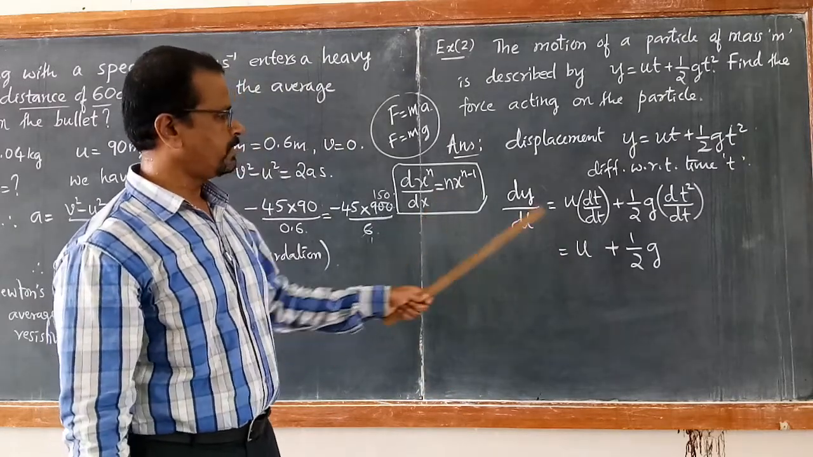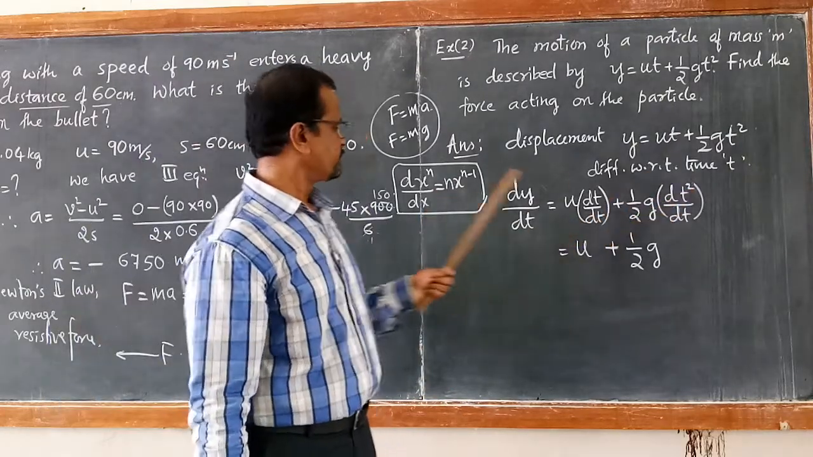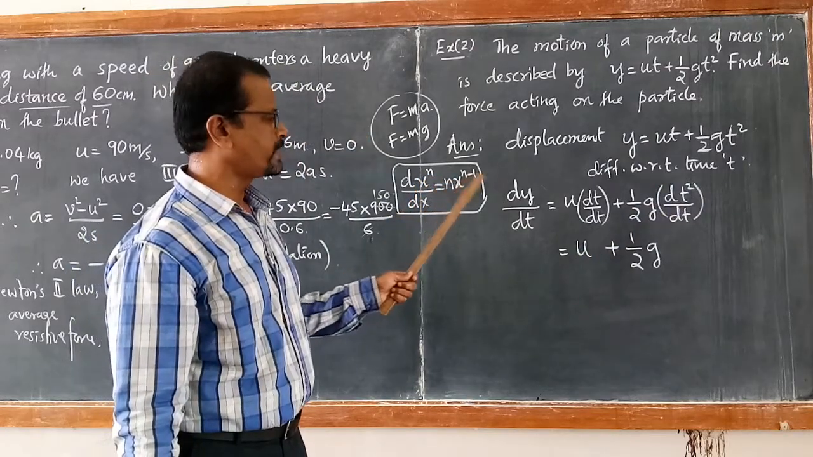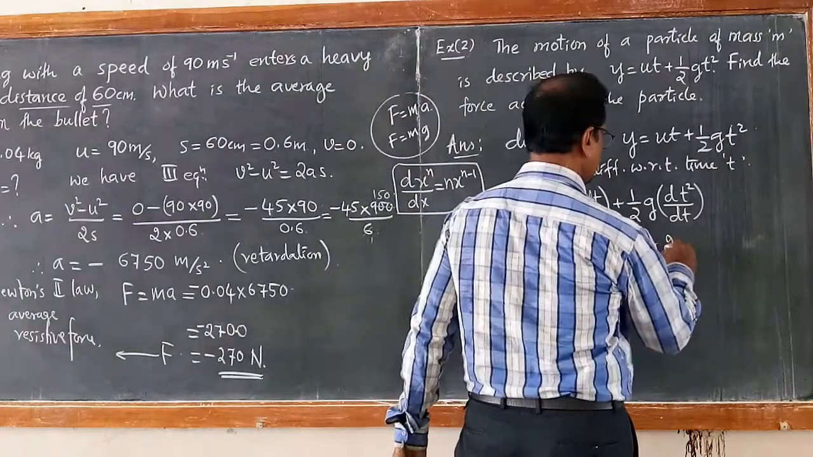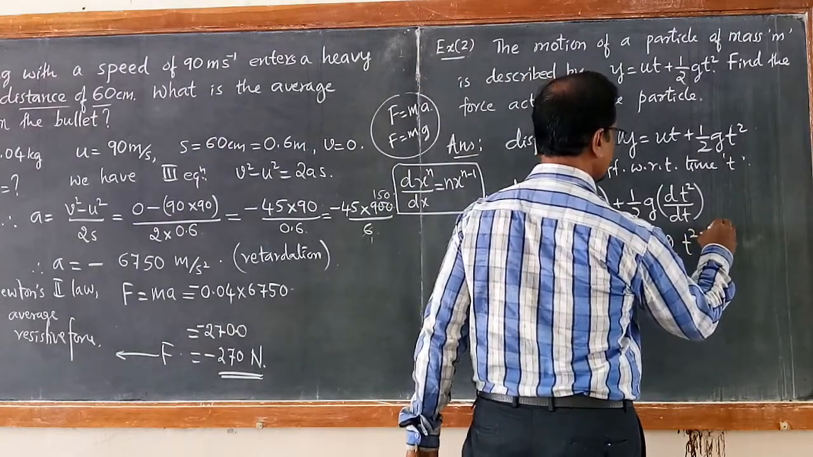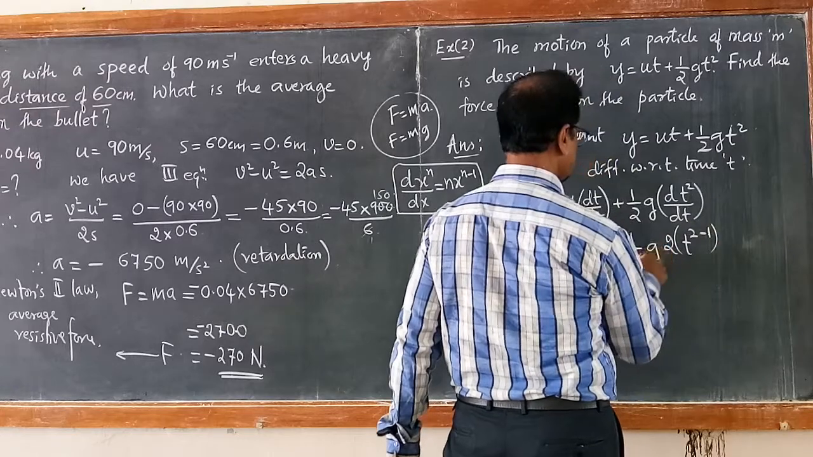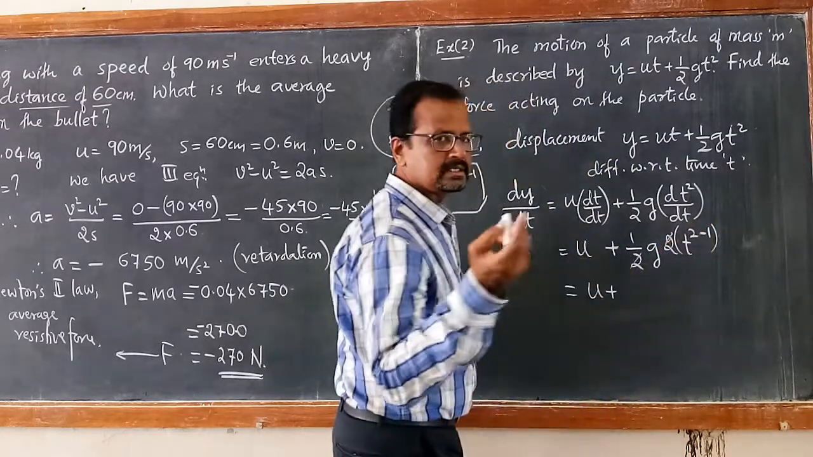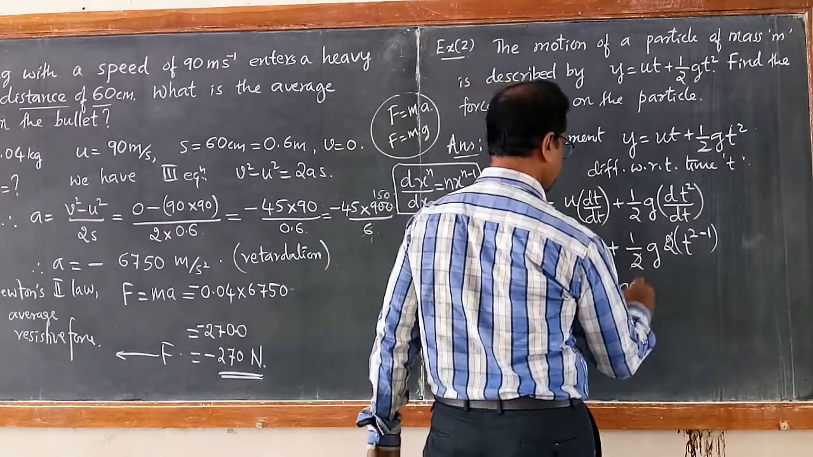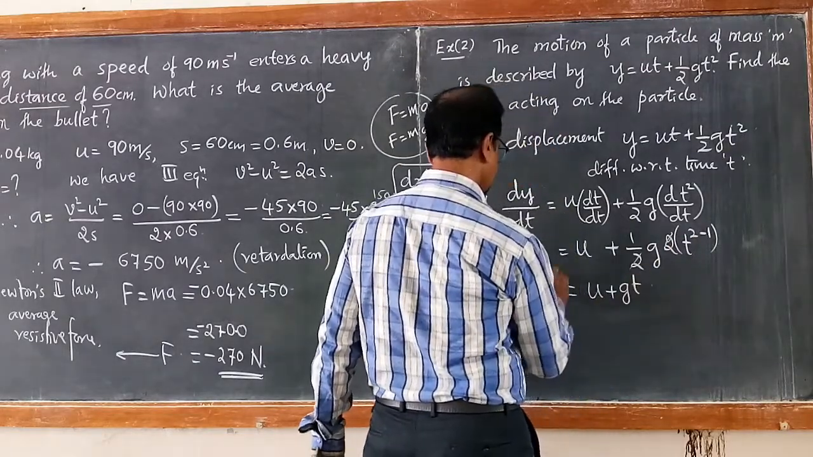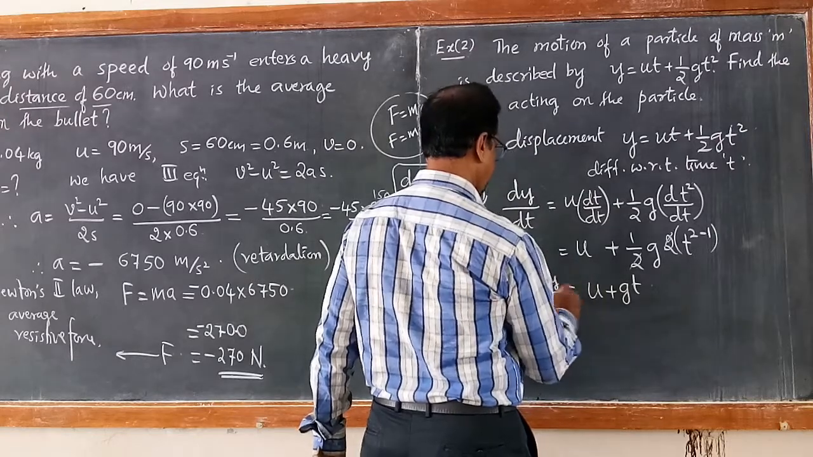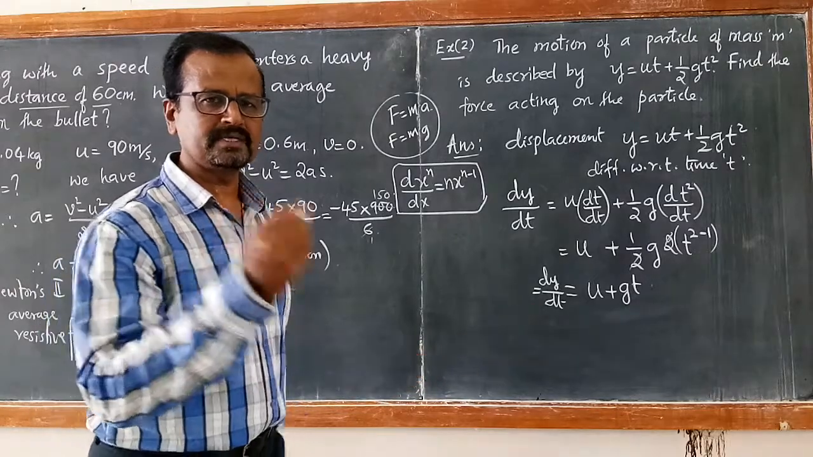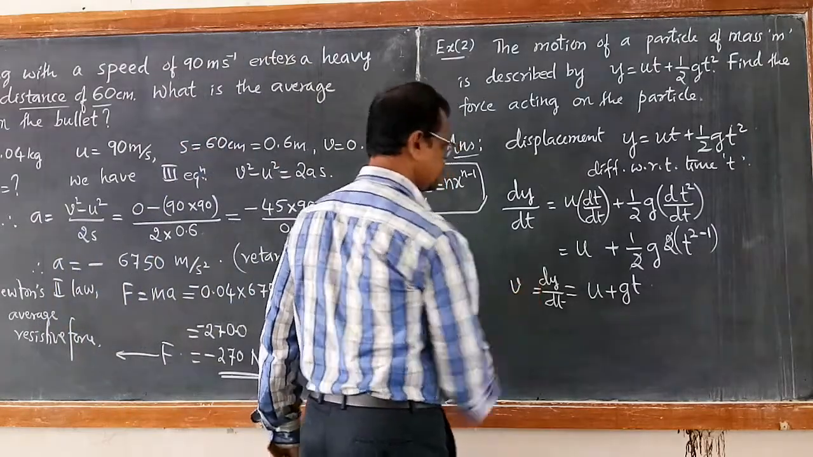Using this formula, differentiation of t raised to 2, so n is 2 here. So 2 into t raised to 2 minus 1. So it becomes half into g into 2 t raised to 2 minus 1. So 2 cancels. Thus we get u plus g t, since t raised to 2 minus 1 is t. This becomes dy by dt. And what is dy by dt? Rate of change of displacement. Rate of change of displacement is nothing but velocity.